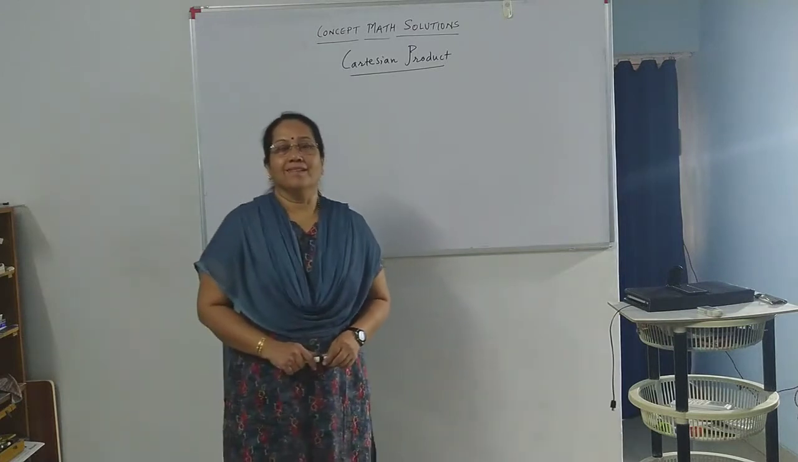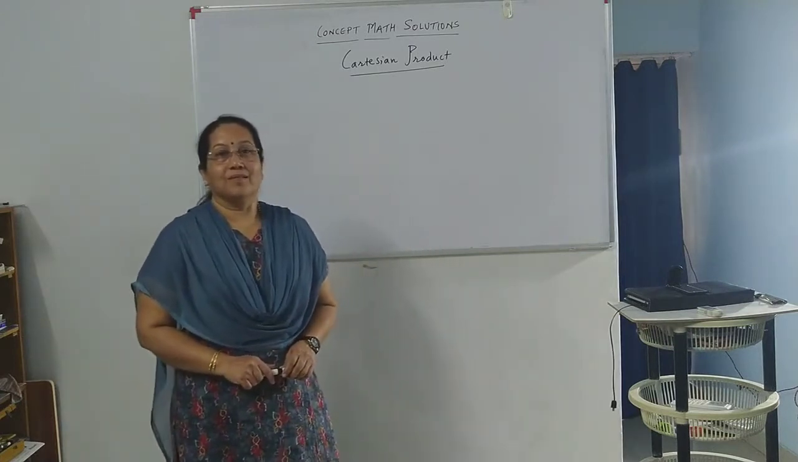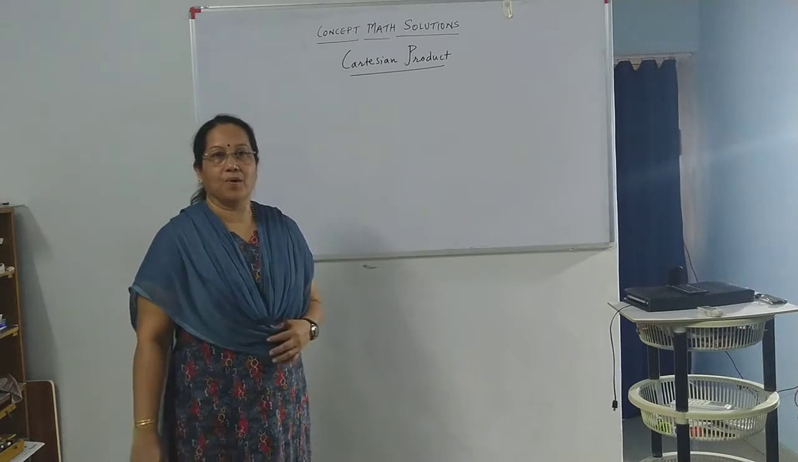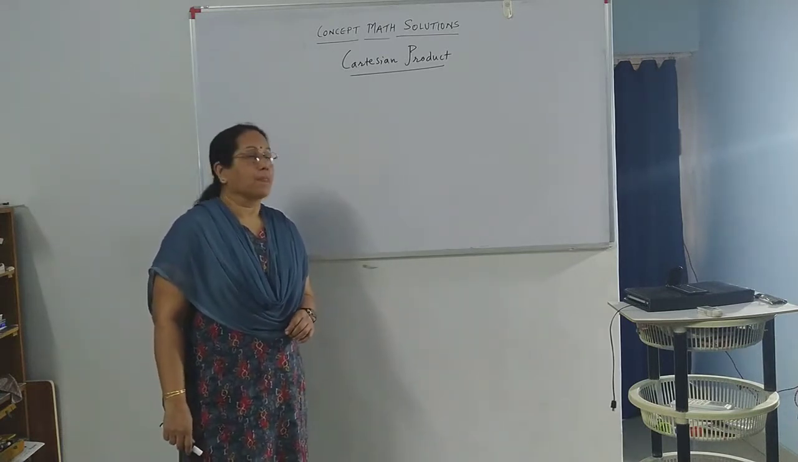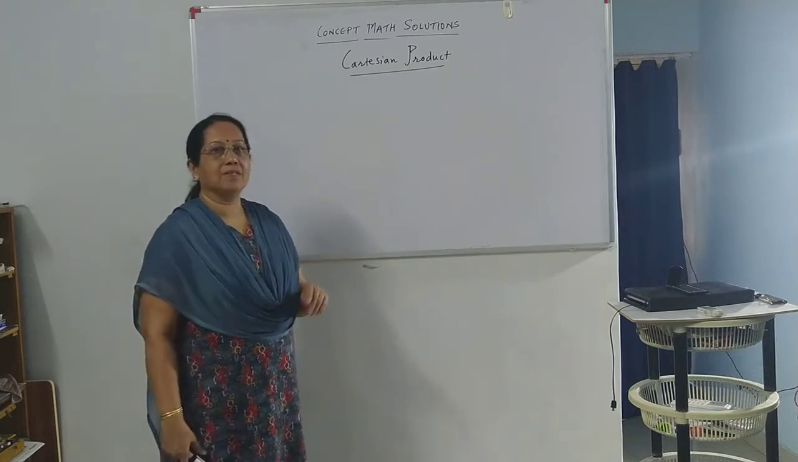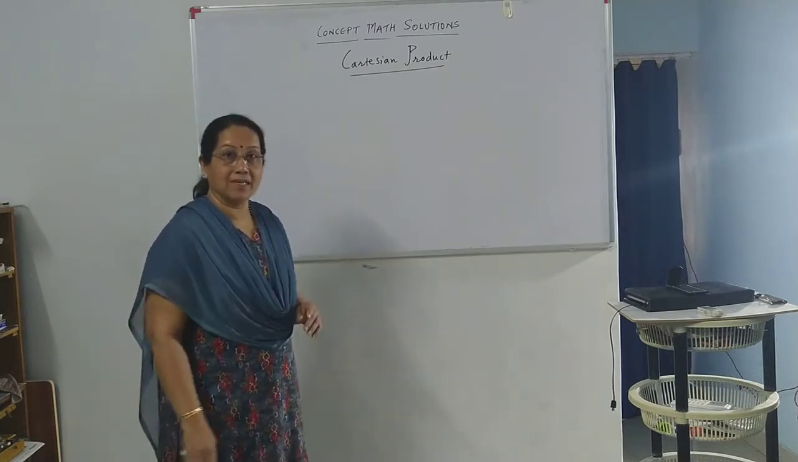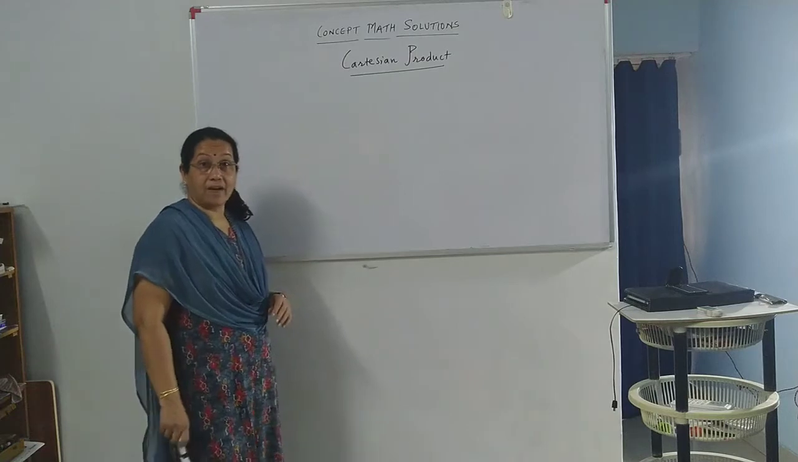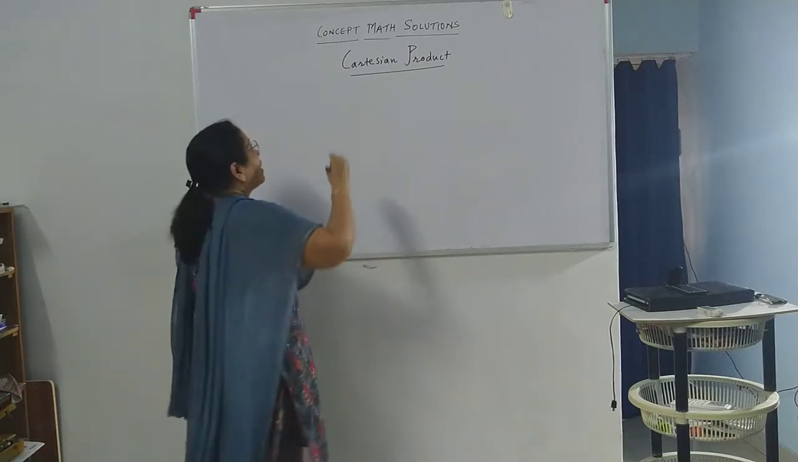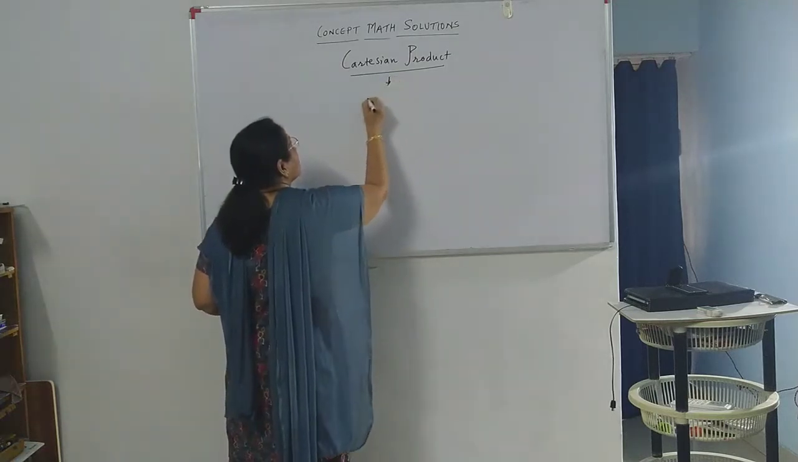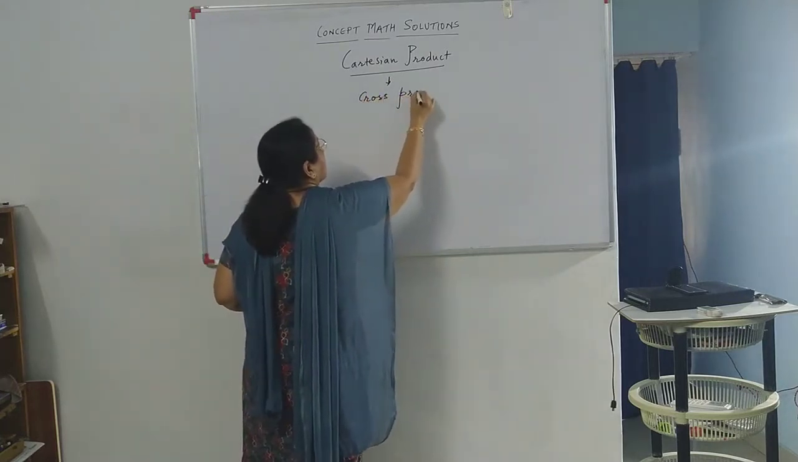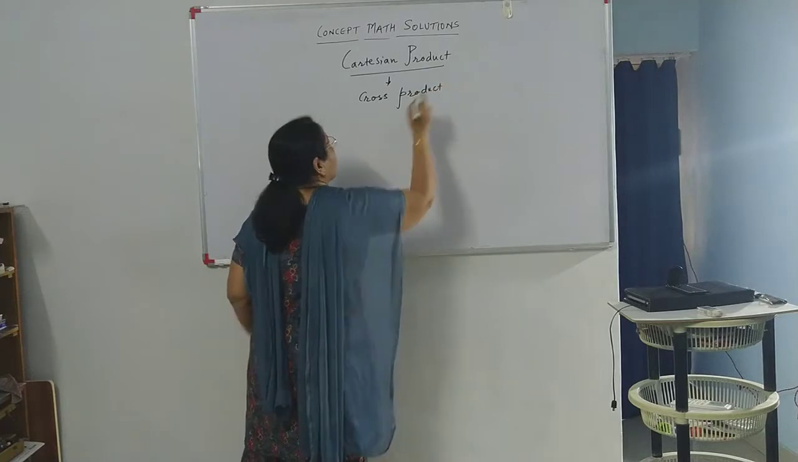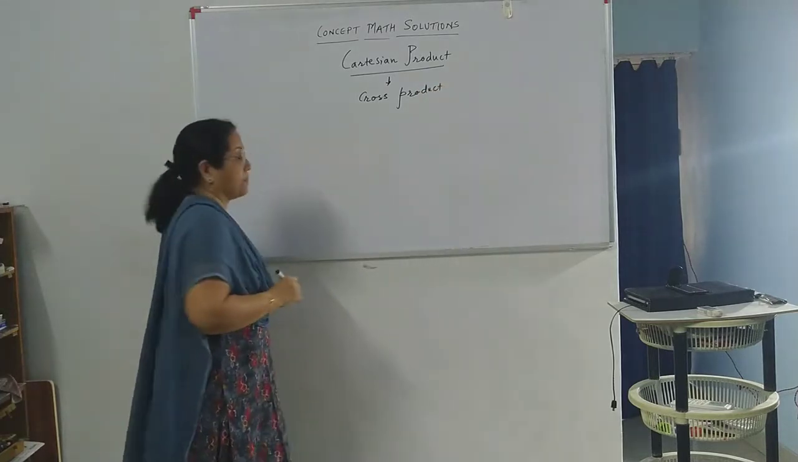Hello everyone. Let's discuss what the Cartesian product of two sets is. First we'll discuss two sets, then there can be three or more than three sets for which we can find the Cartesian product. The Cartesian product is also called the cross product. Now, it's a product of two sets.